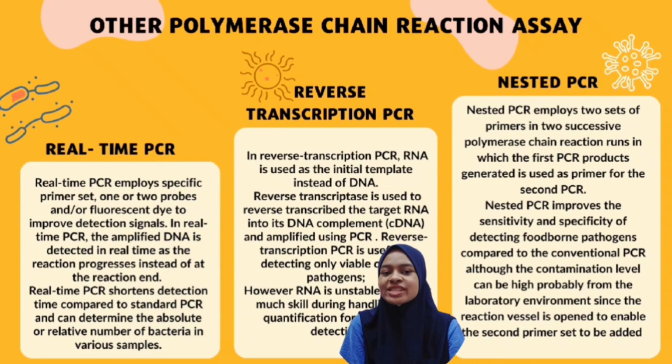Lastly is nested PCR. Nested PCR employs two sets of primers in two successive polymerase chain reaction runs, in which the first PCR product generated is used as the template for the second PCR. Nested PCR improves the sensitivity and specificity of detecting foodborne pathogens compared to conventional PCR.